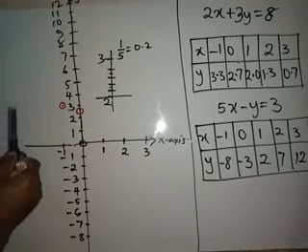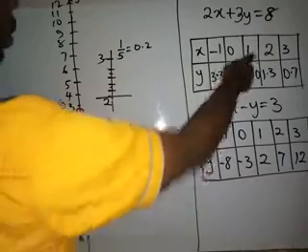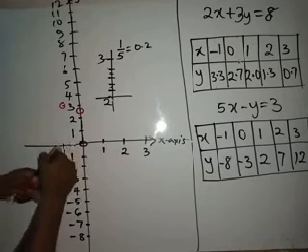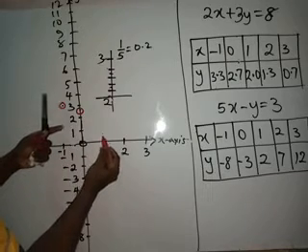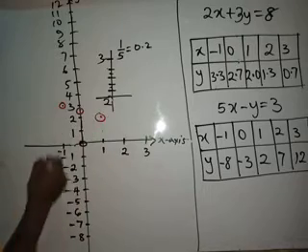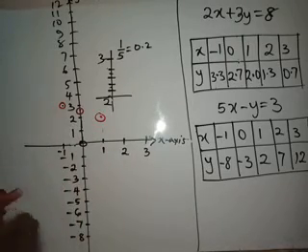All right. Then move to the next one. This one is exactly on 2. So when x is 1, y is 2. They meet here. So it's exactly on this one. They meet there.